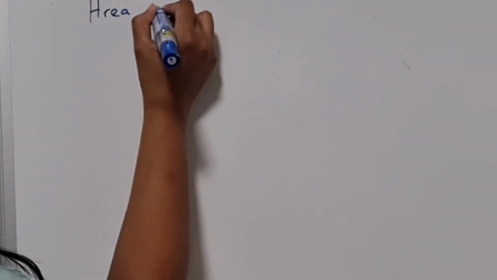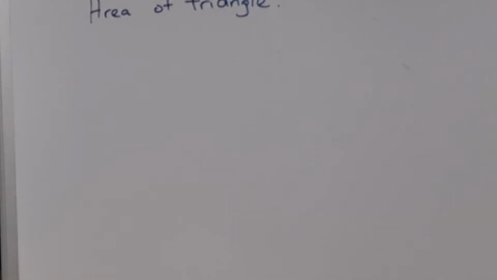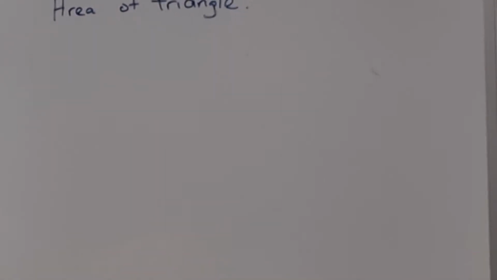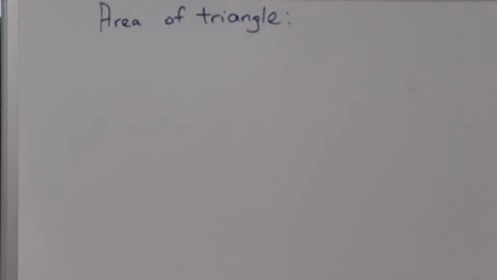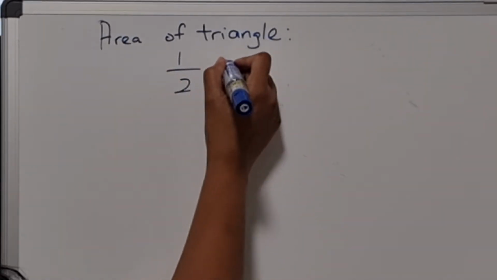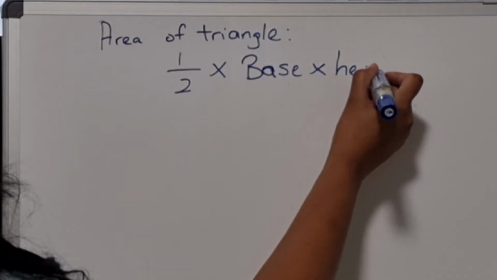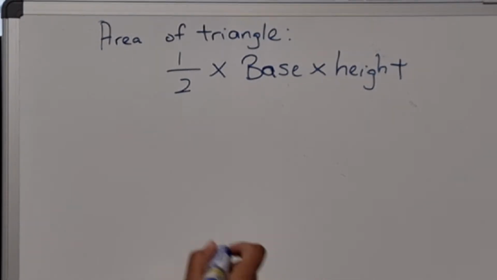Okay, now that we know the height, why we use the height is because we want to find the area of a triangle. So the area of a triangle is half times base times height. This is the area of a triangle.